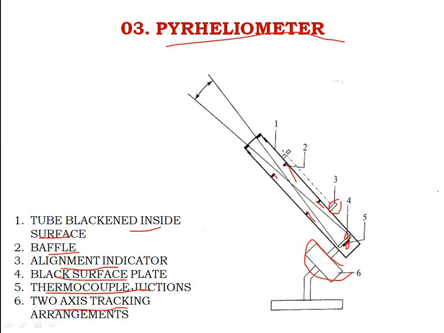The tube is aligned with the direction of the sun's rays with the help of the two axis tracking arrangement. You all can see the two axis tracking arrangement, which I have discussed in the previous slide also, the tracking mechanism and the alignment indicator. Thus the black plate receives only beam radiation and a small amount of diffuse radiation falling within the acceptable angle of the instrument.